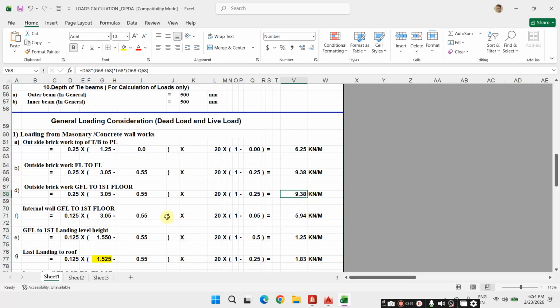And this is 9.3, and here outside brick up is 25% opening considered, so this is 9.38 kilonewton per meter. And outside brick up 25% is also internal wall 0.125, 3.5, and beam thickness minus 0.55. So 20 into 1 minus 0.05, due to internal wall 5% openings are considered. So this is 5.9.